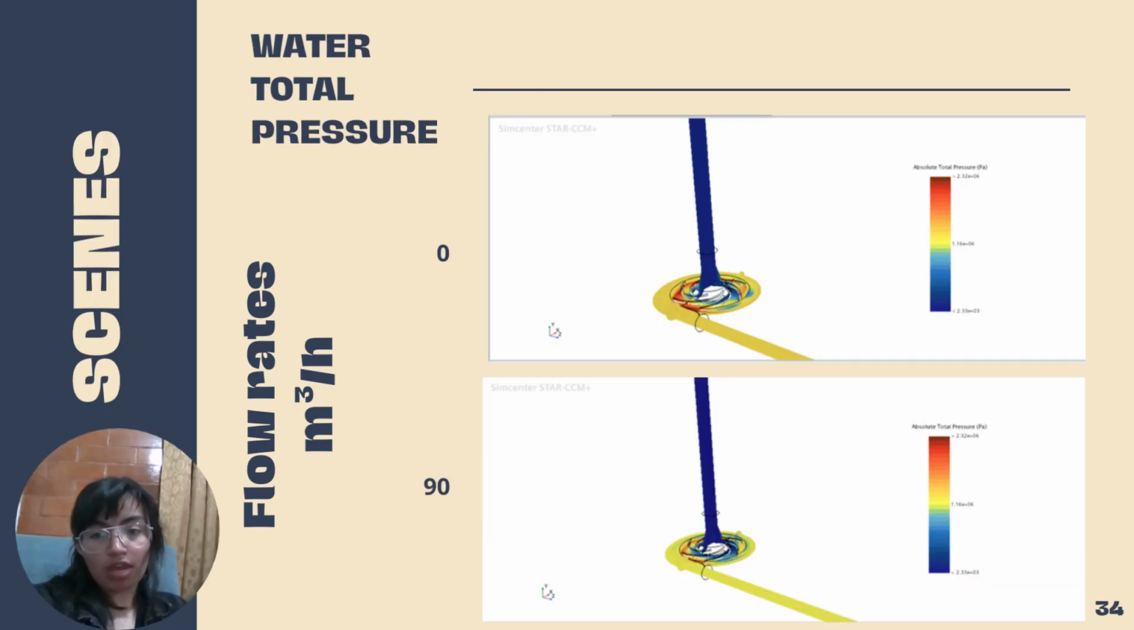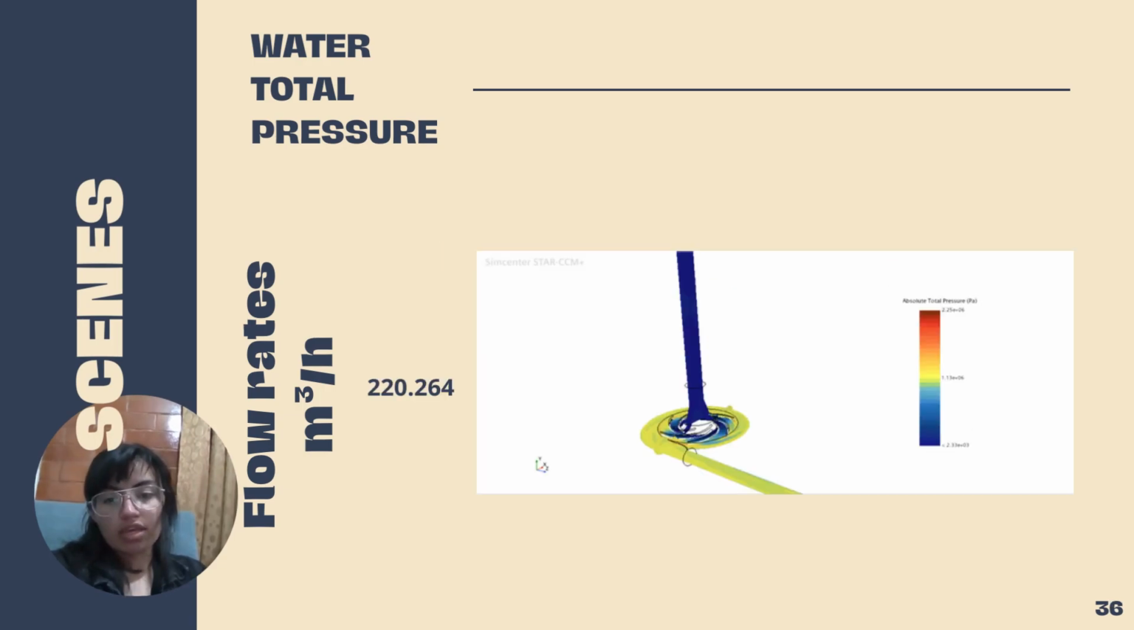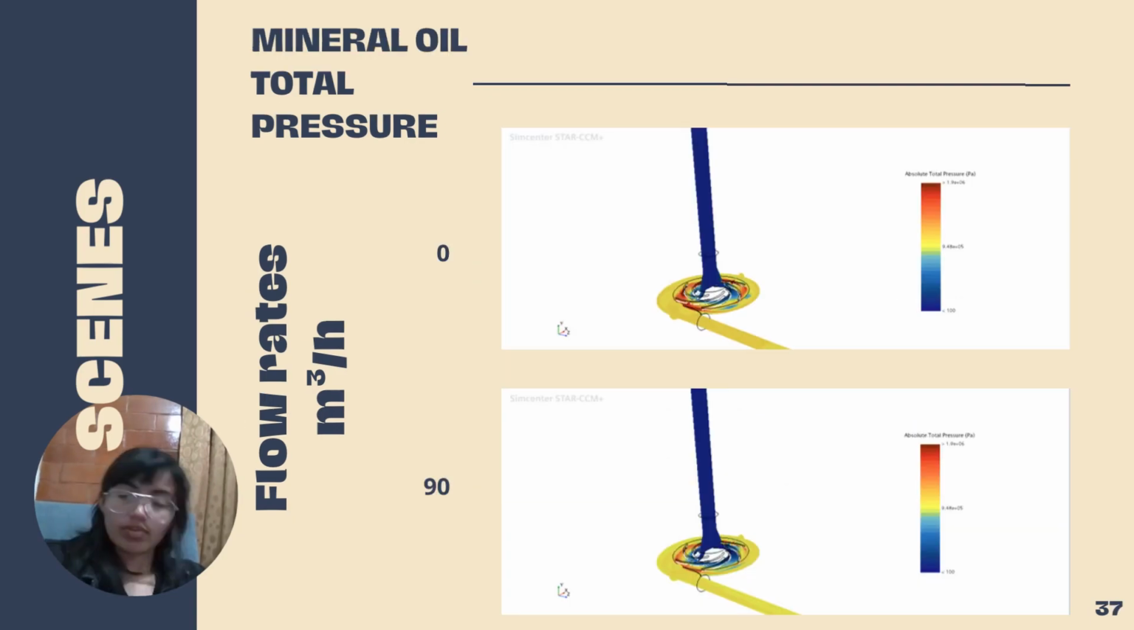With the function of absolute total pressure, we are seeing the scene for water with the minimum at its vapor pressure. We are seeing that the pressure is lower at the inlet and higher at the outlet. In this sense, we note that the pressure is elevating in the outlet zone. At the best efficiency point, we are seeing that the pressure is elevating.